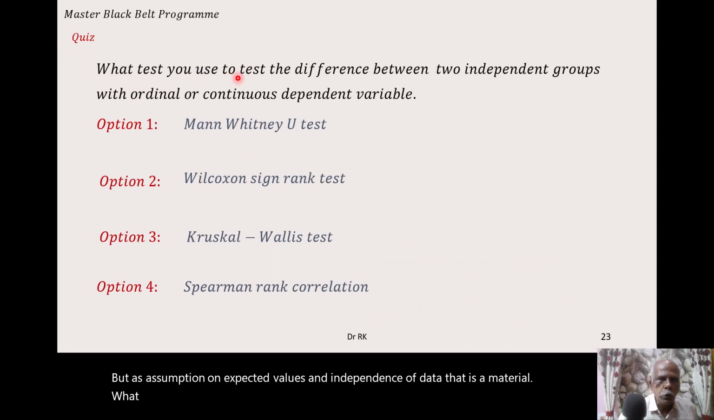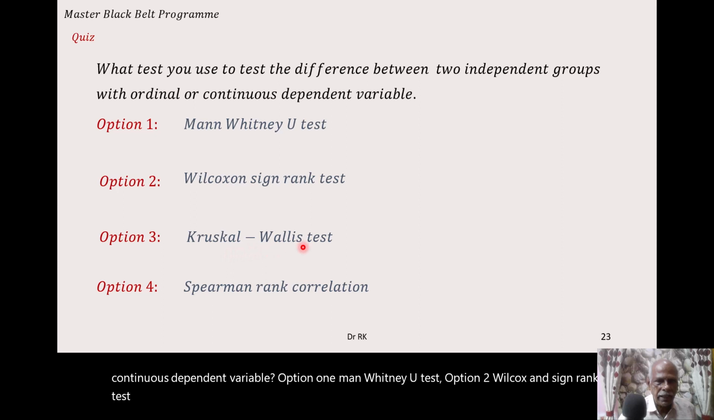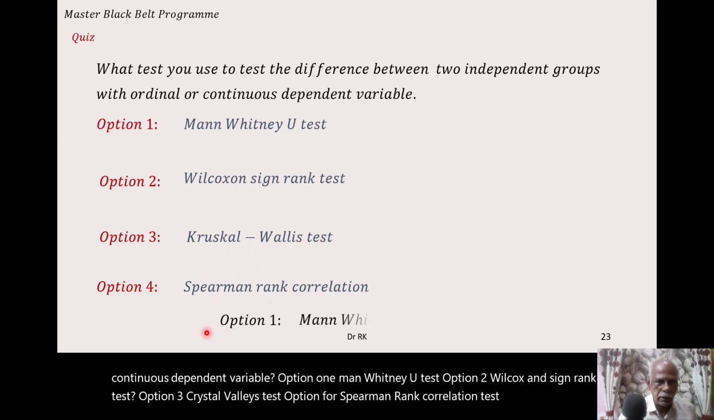What test is used to test the difference between two independent groups with ordinal or continuous dependent variable? Option 1, Mann-Whitney U test. Option 2, Wilcoxon sign rank test. Option 3, Kruskal-Wallis test. Option 4, Spearman rank correlation test. The correct answer is option 1, Mann-Whitney U test.